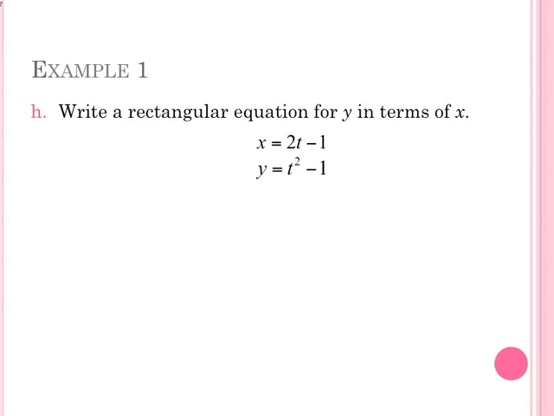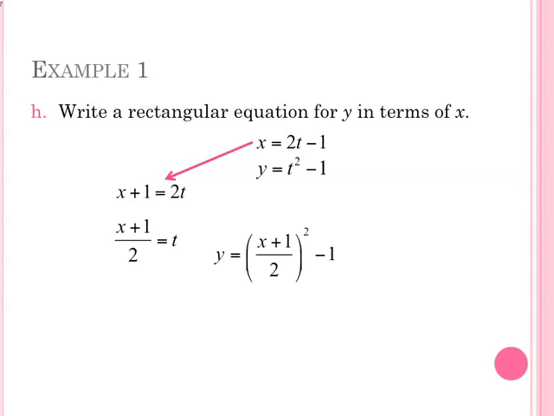So let's go ahead and solve for t in the first equation. So x plus 1 equals 2t, divide both sides by 2. Okay, and now let's substitute into the second equation. So we have y equals (x plus 1 over 2) squared minus 1. So now we have just one equation, just in terms of x and y. We eliminated the parameter. All right. If you want to simplify this, you can, but there's no need in this particular case.